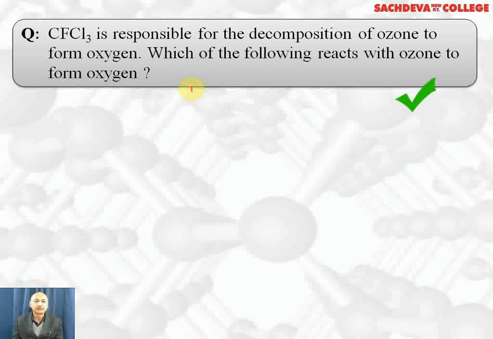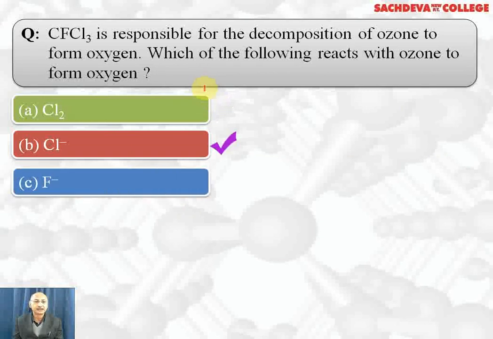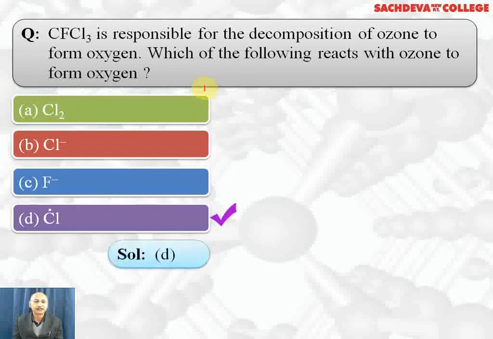CFCl3 is responsible for depletion of ozone to oxygen, or conversion of ozone to oxygen. Which of the following reacts with ozone to form oxygen? Chlorine, chloride ion, chlorine free radical. Correct answer is chlorine free radical, which is highly reactive and thus results in conversion of ozone to oxygen back.